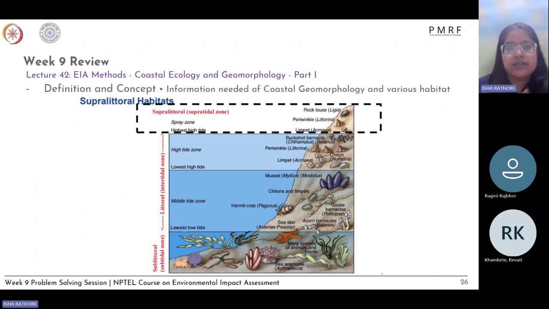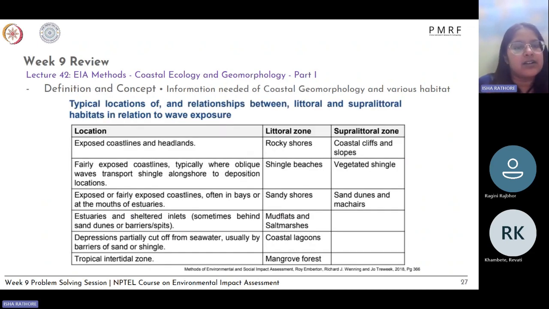We also looked at the different types of zones which are there. So we have supralittoral zone and we have the intertidal zone and the subtidal zone. And you find different species in all of these zones based on, again, the tide zones which are there. So for these zones, we look at different relationships to wave exposure. We have different typical locations of and relationship between the different zone habitats in relation to their wave exposures. So this was also something which we looked at.